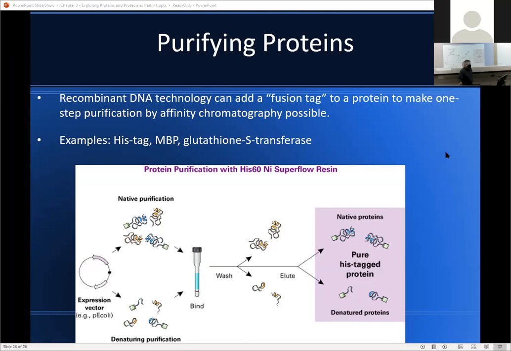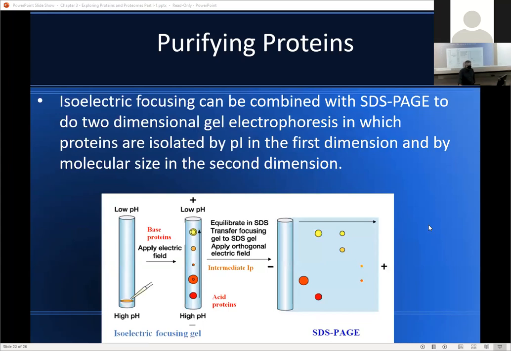Okay, so let's talk about recombinant DNA technology and fusion tags. A couple slides ago, I already touched on this when we talked about maltose binding protein here.